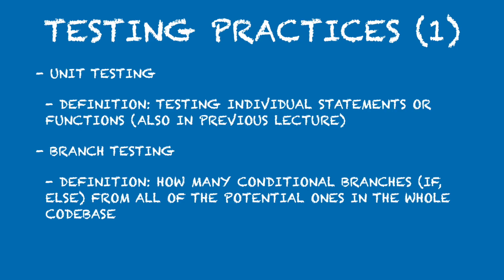To go over the first two testing practices under white box testing, in unit testing, the individual statements or functions are tested, as mentioned in the previous lecture. Within branch testing, the number of if and else branches or conditional branches are measured against all the possible conditional branches in the whole code base.